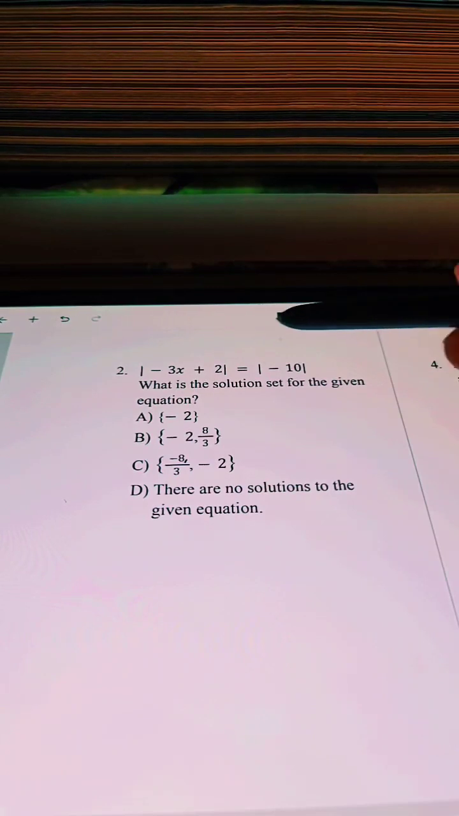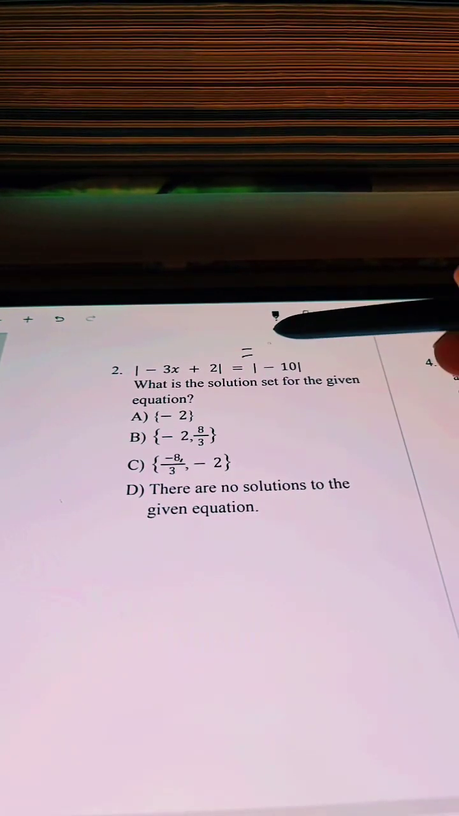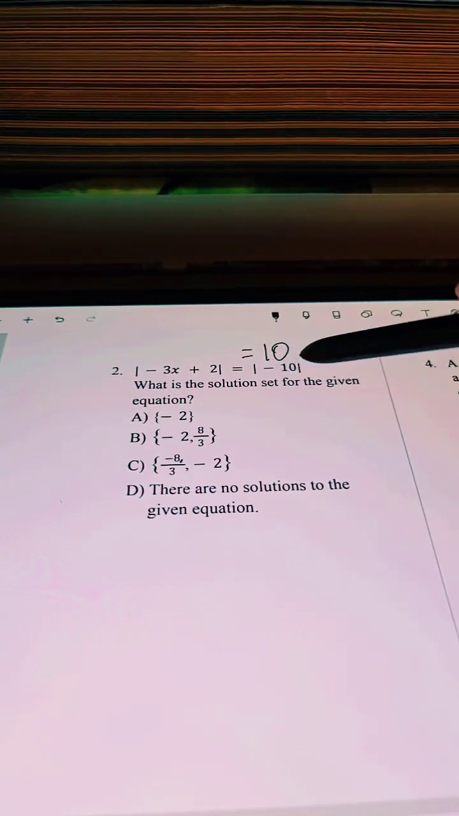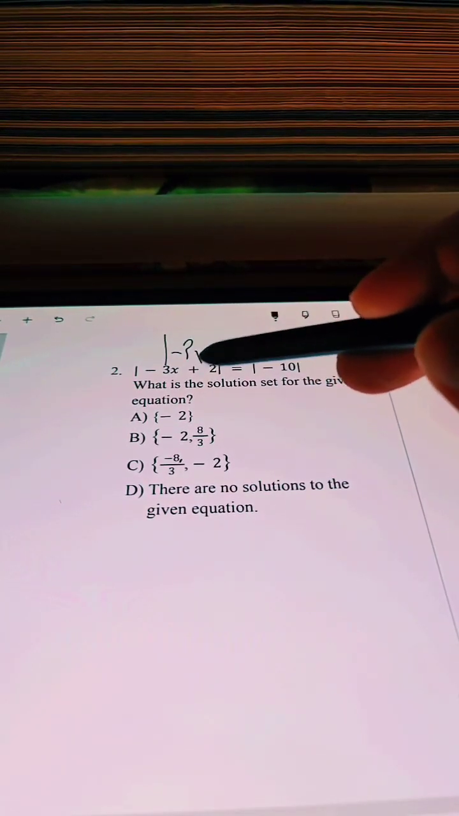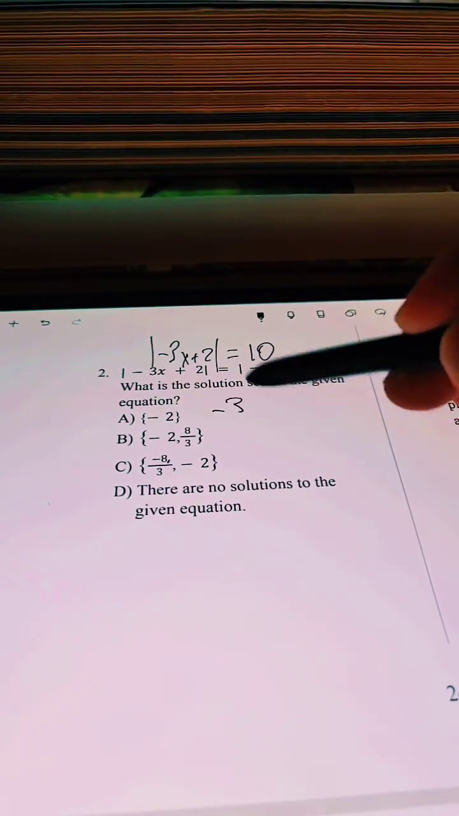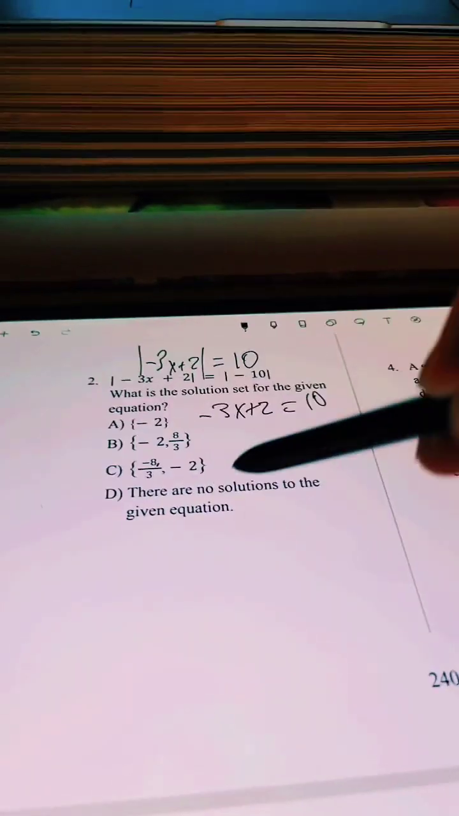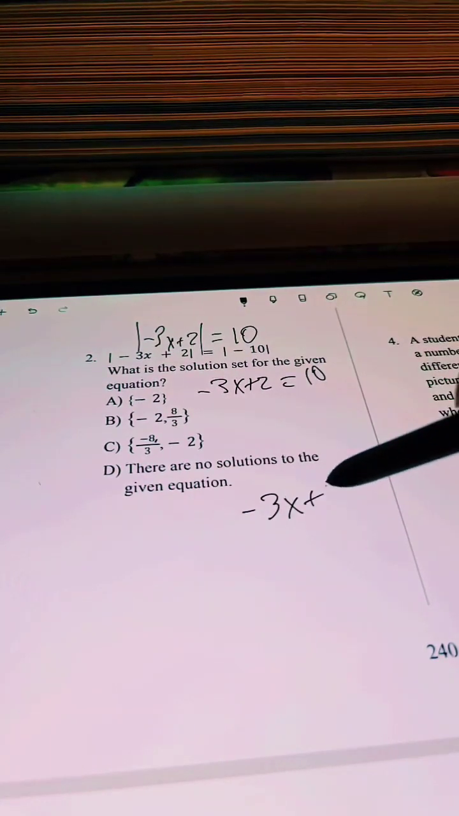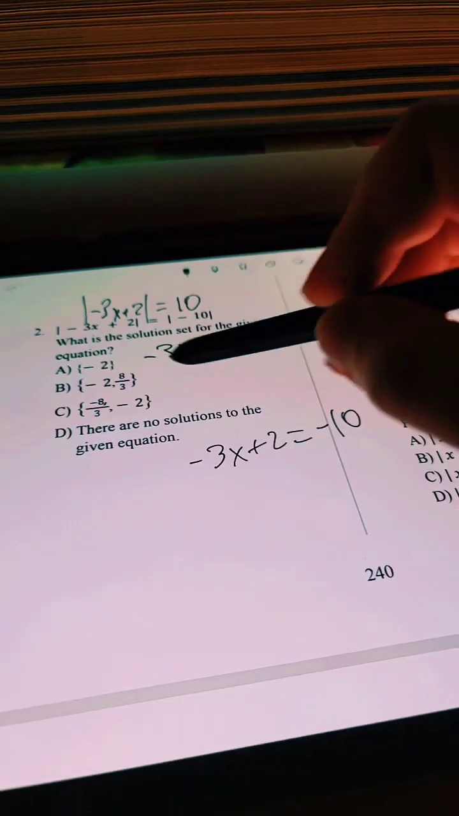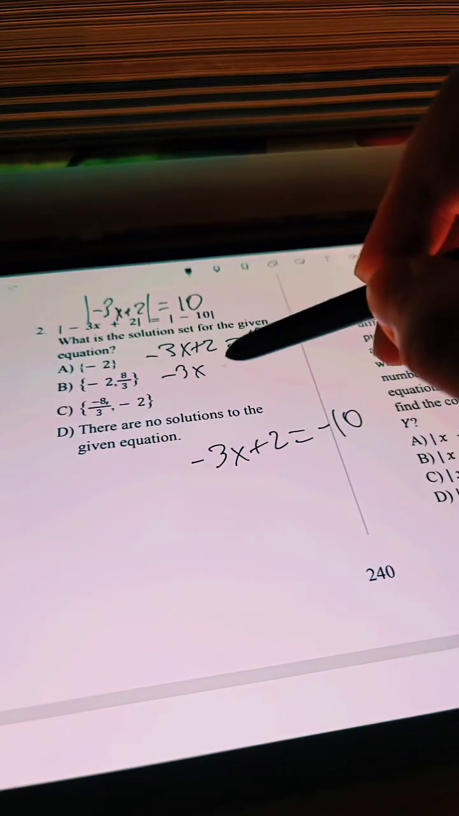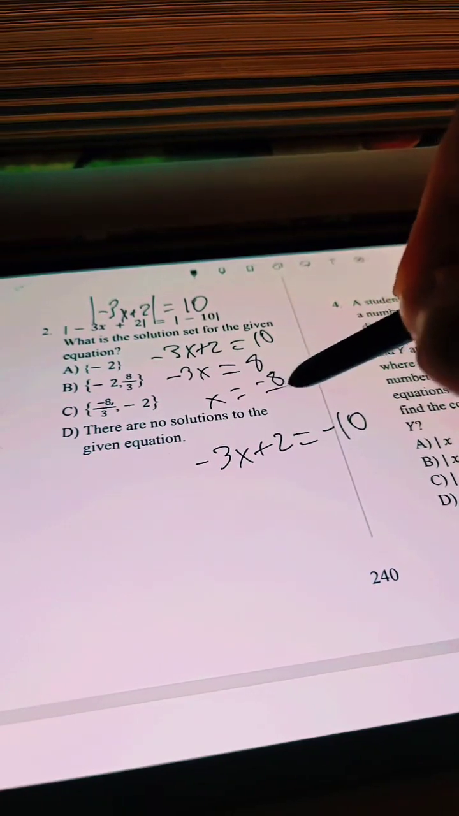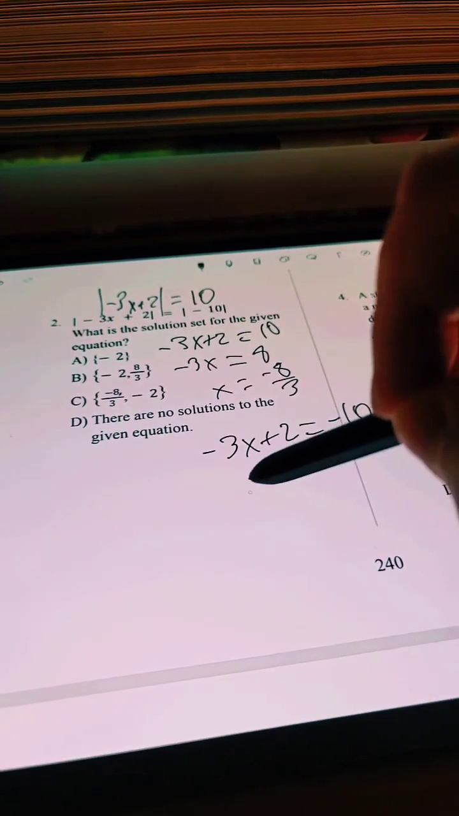The absolute value of -3x plus 2 has to equal 10. So then you have -3x plus 2 is equal to 10. So then that means that -3x plus 2 can equal positive 10, or -3x plus 2 can equal -10. So then, let's see, we have -3x, we're going to subtract 2 from each side. So then x would equal -8/3, and then we're going to subtract 2 from each side here.